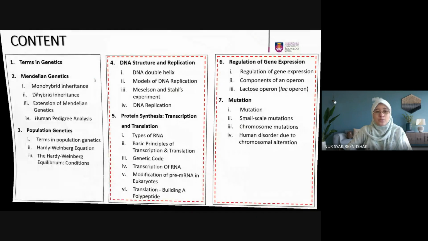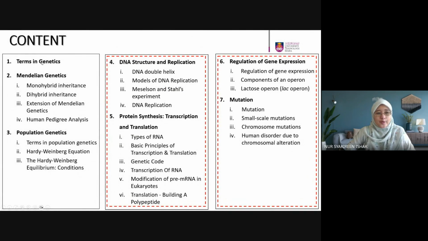We are going to look at some terms in genetics. You have to know genetics terms such as genotype, locus, allele, phenotype, homozygous, heterozygous, and all. All those terms you have to know and understand.